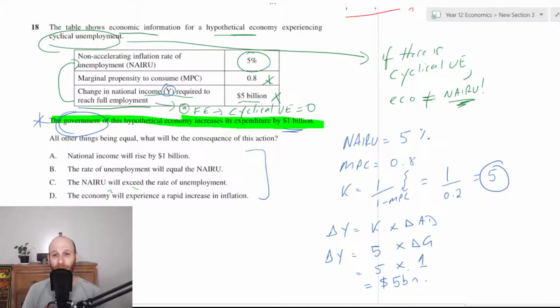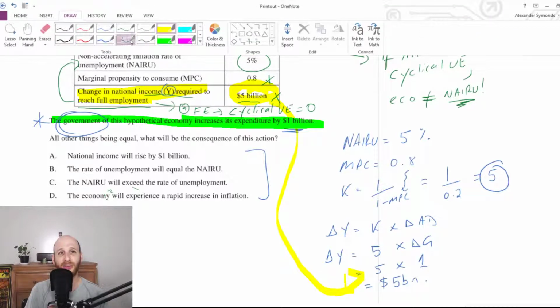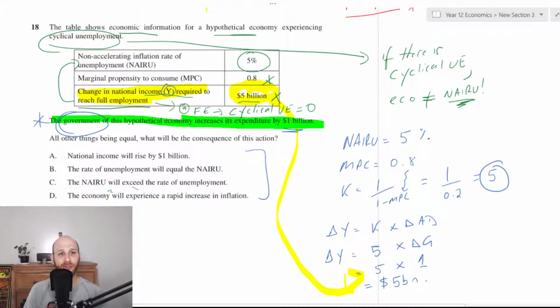Interesting. Guess what? This here says, let's bring out the highlighter, change in national income required to reach full employment is 5 billion. And I can see here that we're going to hit that. So what we can say then is, I've got a pretty good idea about what I'm looking for in this question. So will national income rise by 1 billion? No, it will rise by 5 billion.